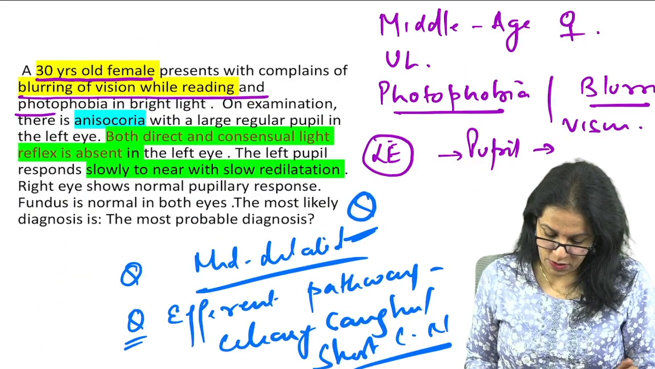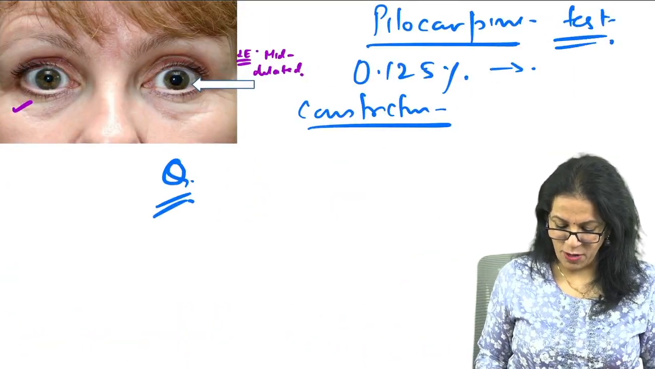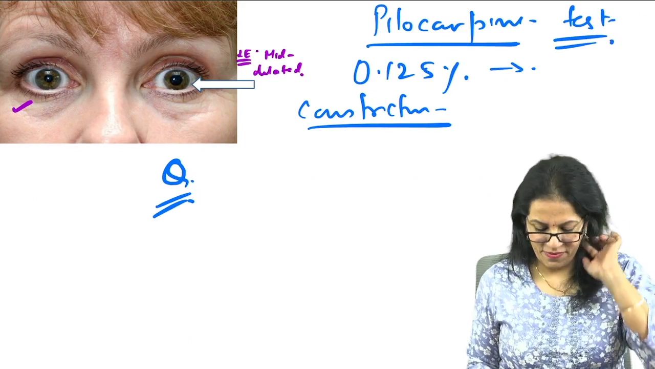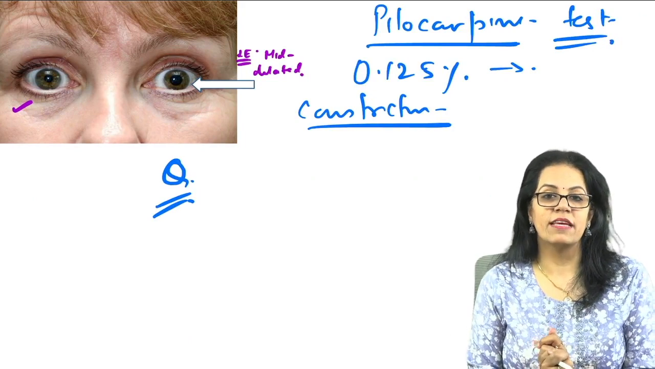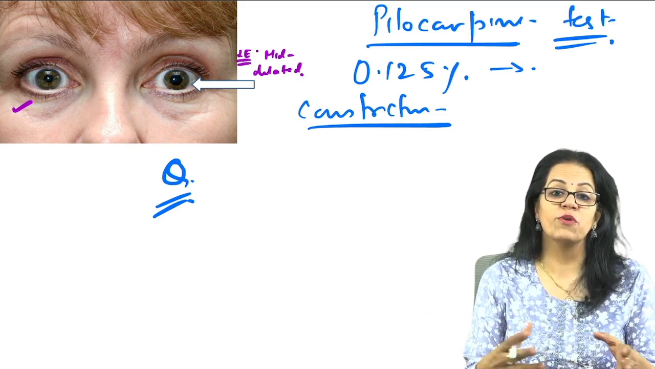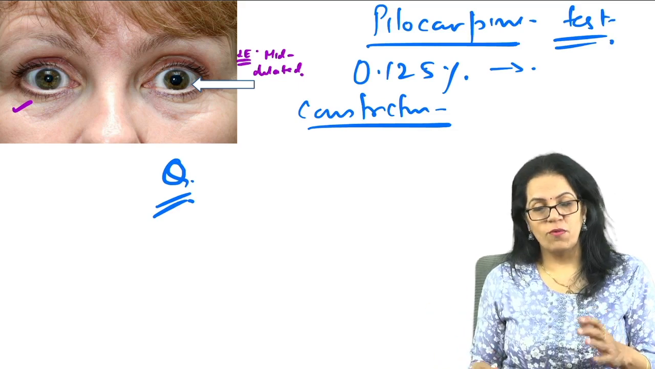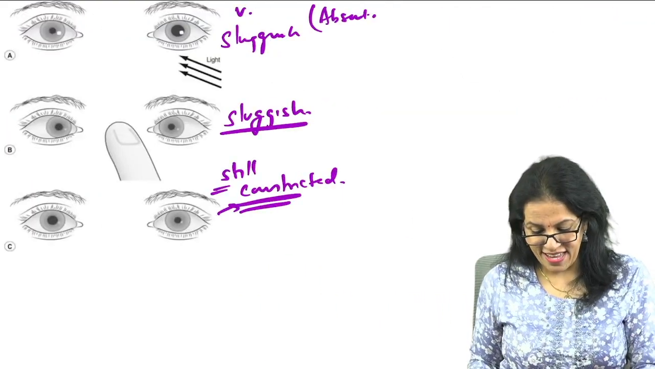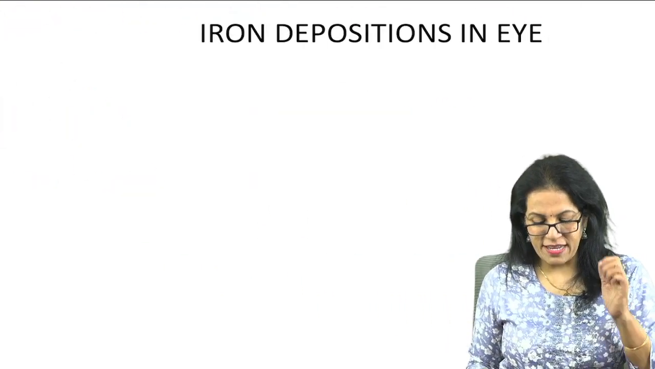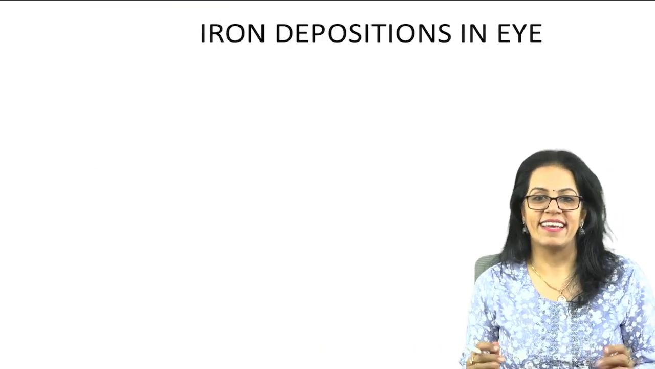Okay. So that was the case today about Holmes Adie pupil. Now today I have not taken the IBQs. What we will discuss today is a very interesting thing. What are the different iron depositions and how do you have to learn it in the eye? Now why I took this? Because a lot of questions, repeated questions in all your exams. So we will talk about iron depositions in eye as our next heading.